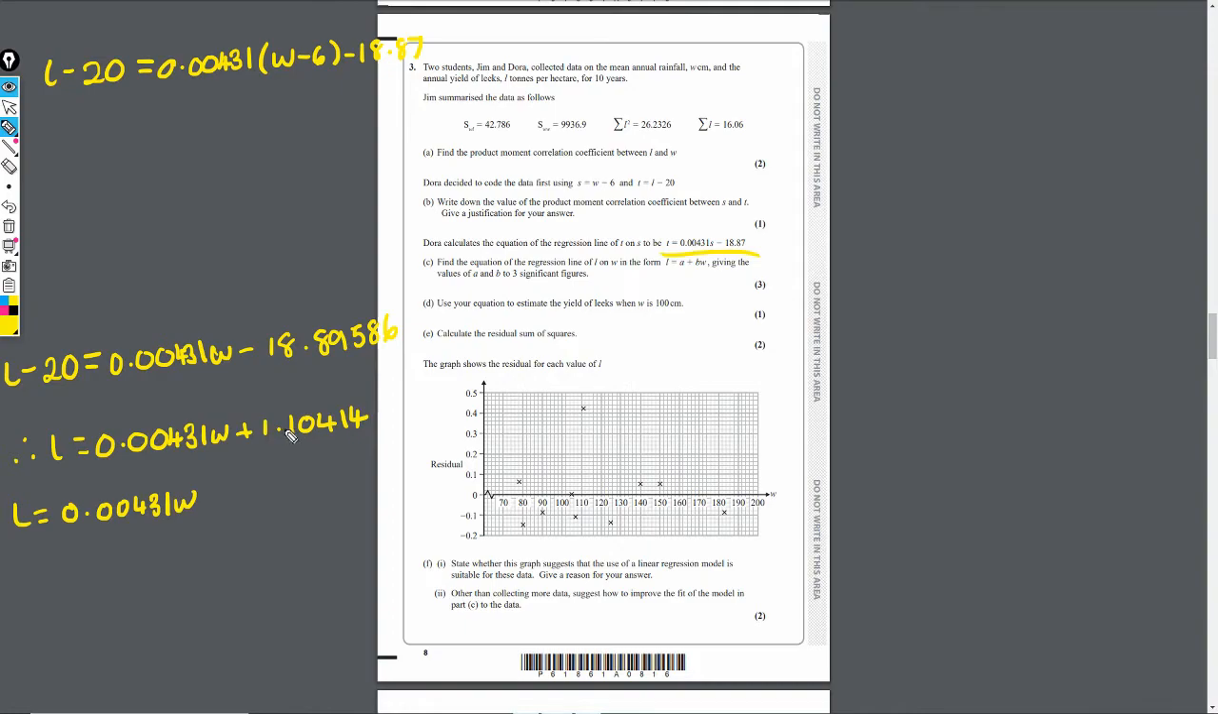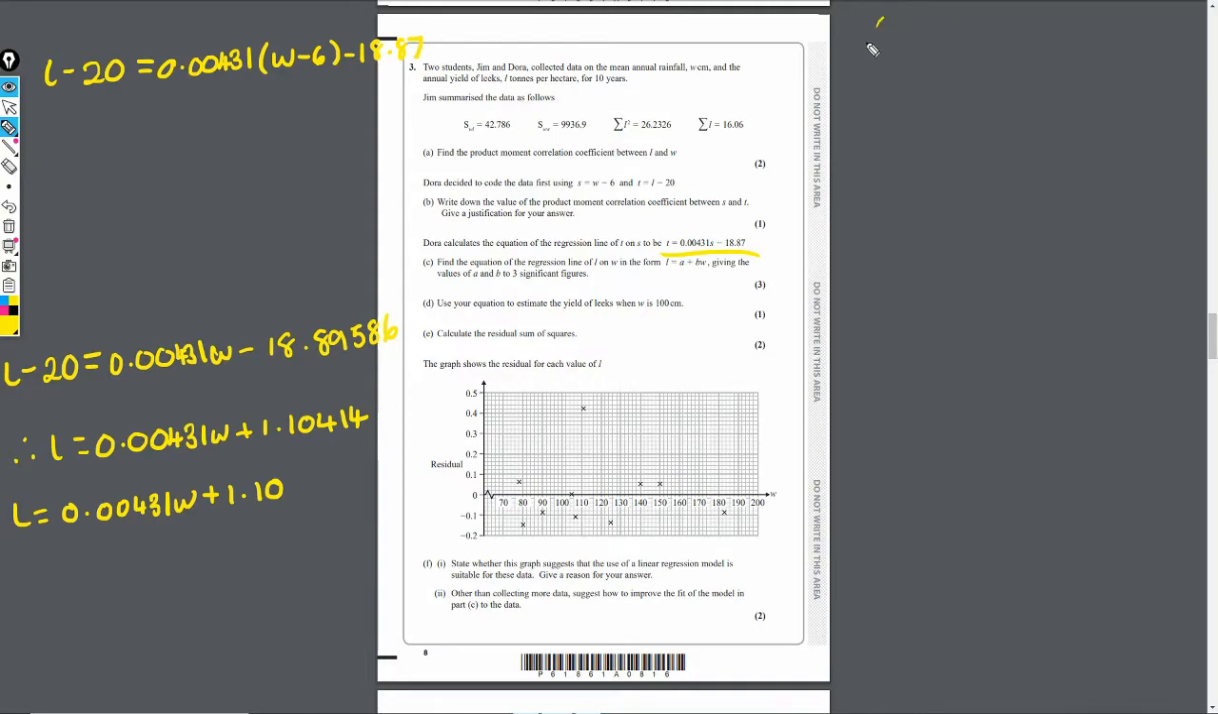And then this bit here, so three significant figures will be 1.10. Okay, so that's part C done. We've got the values of A and B to three significant figures. Part D just asks us to use this equation then to estimate the yield of leaks when W is 100 centimeters. So really easy, 1 mark, all we've got to do is substitute W equals 100.